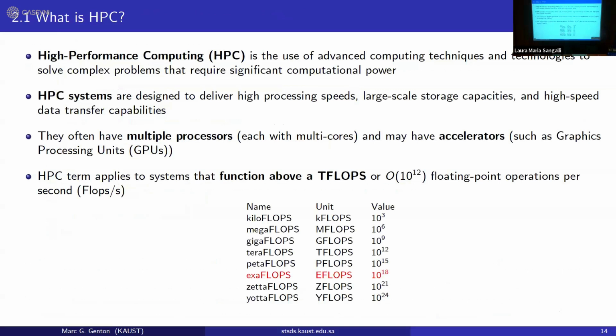Okay, so what is HPC? What is high performance computing? It's basically using advanced computing techniques and technology to solve complex problems that require significant computational power. These systems can have multiple processors. They can have accelerators such as GPUs. And typically, the term HPC is used for systems that function above a teraflop. If we go to 10 to the power 18, this is called an exaflop, or the exascale. So this is what we want to reach.